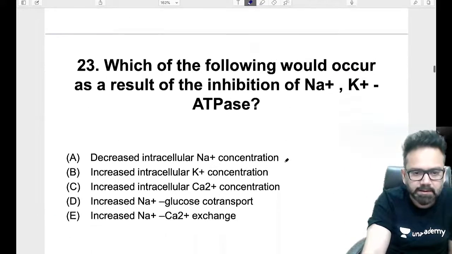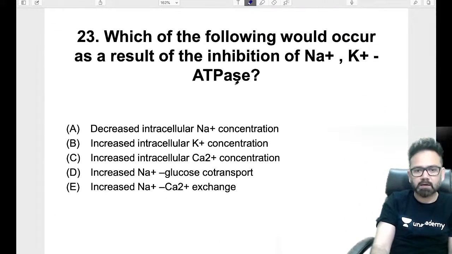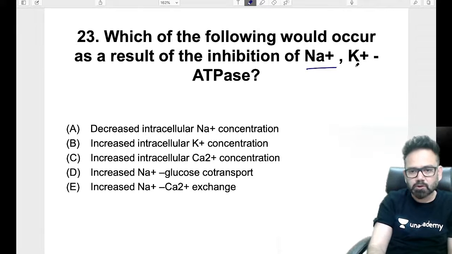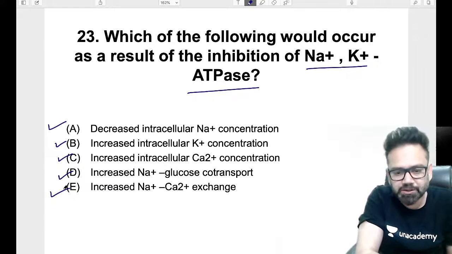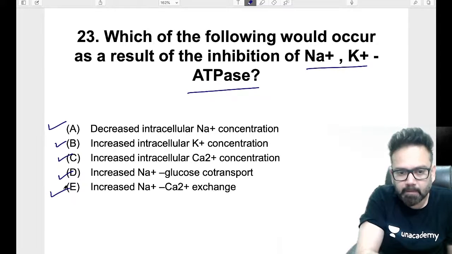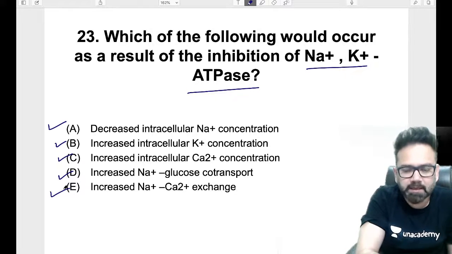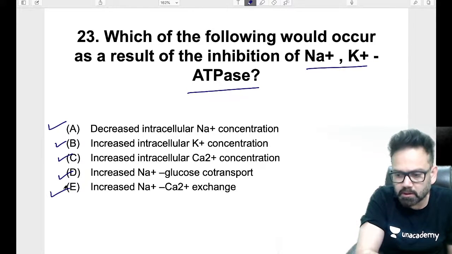Okay. Next question: which of the following would occur as a result of inhibition of sodium potassium ATPase? Decrease intracellular sodium, increase intracellular potassium, increase intracellular calcium, increase sodium glucose co-transporter, increase sodium calcium exchange. Every year you will get one or two questions from this point: primary, secondary, active transport, co-transporter. So you must be very clear about that.